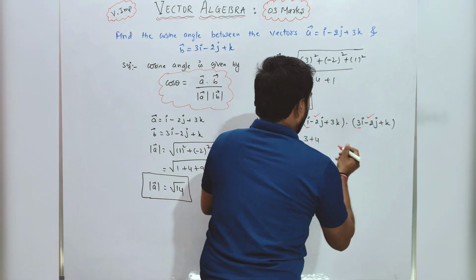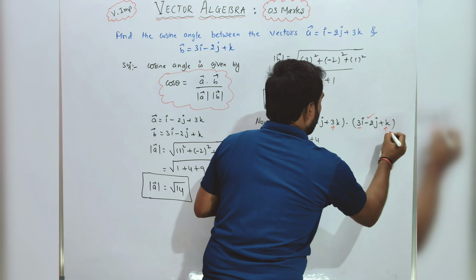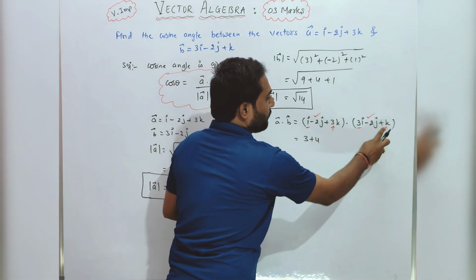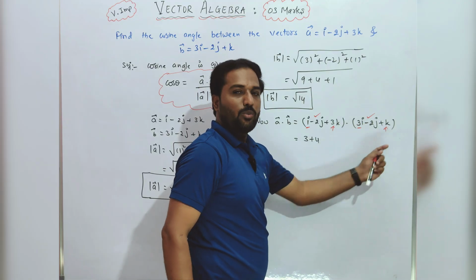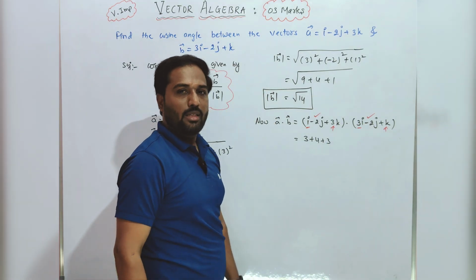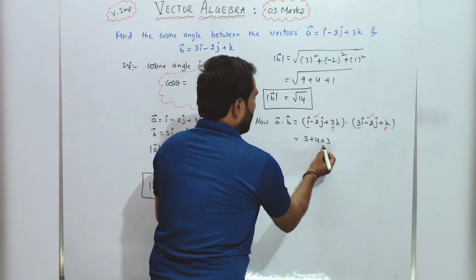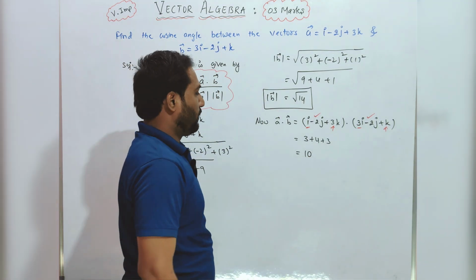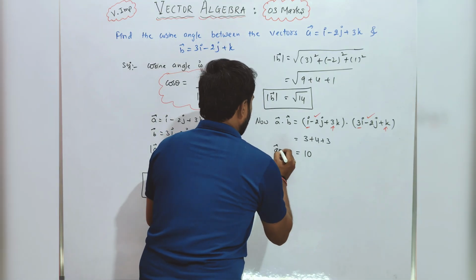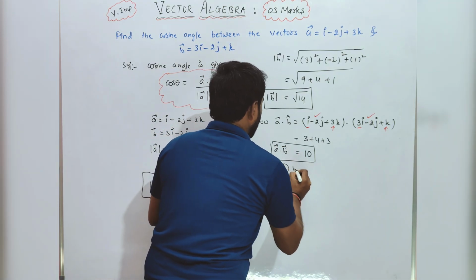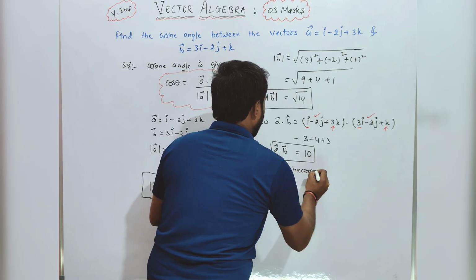Now, one last one. K coefficients. Here the k coefficient is 3, here the k coefficient is 1. So plus 3 into plus 1 is plus 3. So I'll write it as plus 3. It is as simple as that, isn't it? So 3 plus 3 is 6, plus 4 is 10, isn't it? Okay. So a dot b is equal to 10. Now substitute in the formula.